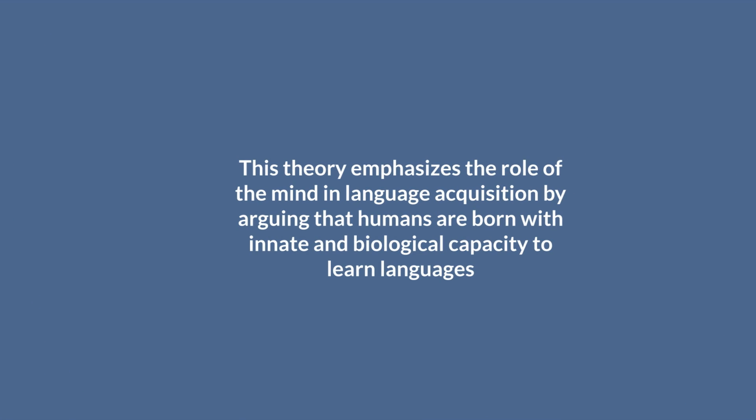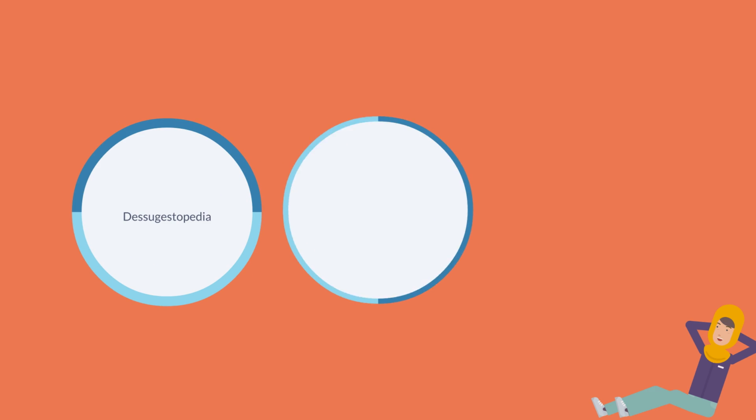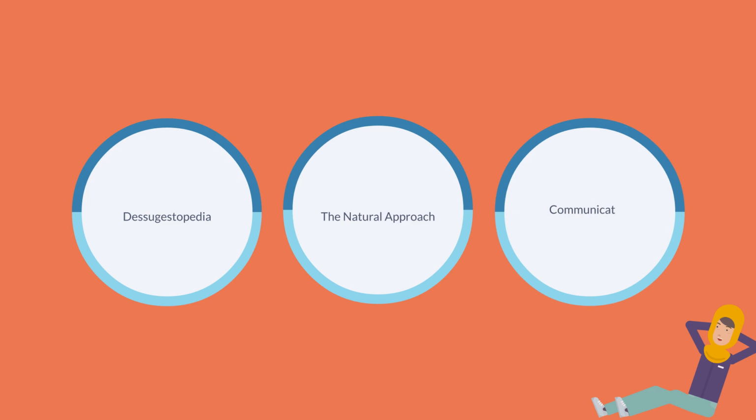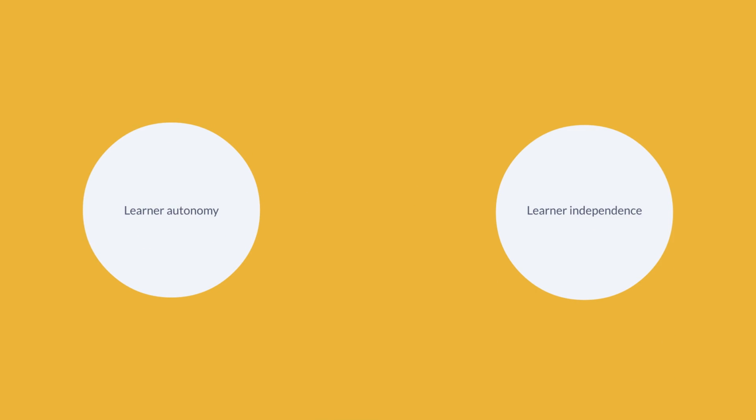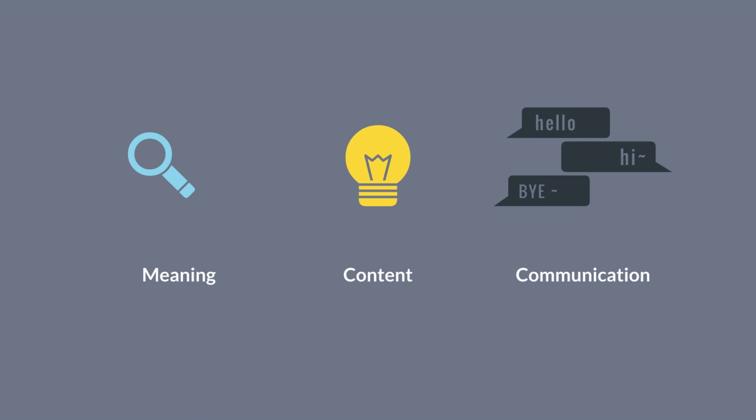Now this theory emphasizes the role of the mind in language acquisition by arguing that humans are born with an innate and biological capacity to learn languages. Mentalist learning theory is associated with 3 different methods: the Suggestopedia, the natural approach, and communicative language teaching. These methods emphasize learner autonomy and learner independence. It focuses on meaning, content, and communication, which is very important when learning a language.